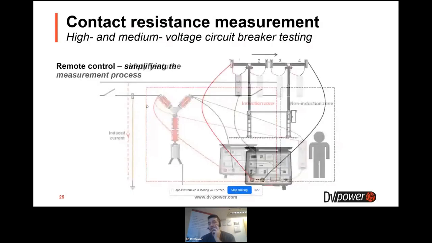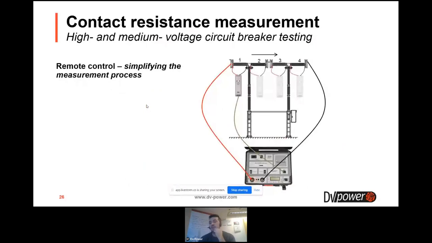Sometimes it's also more convenient if you use, for example, portable devices which are mains powered, and there is only one operator in the field who wants to perform the measurement. Then it's good to have this remote control feature to start and stop testing remotely. For example, if you are in the test basket, you can perform measurement directly from the crane. You don't need to go up and down every time.